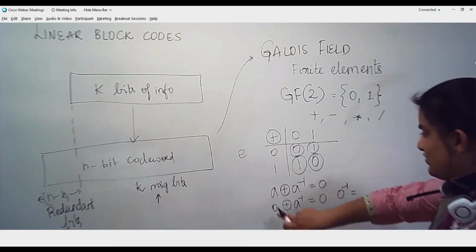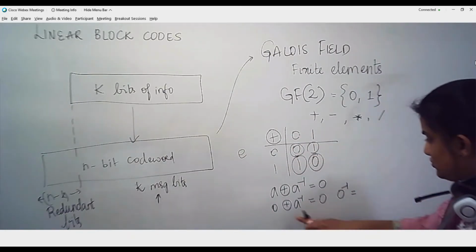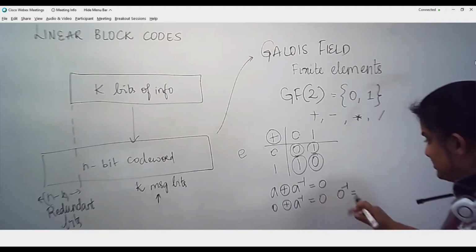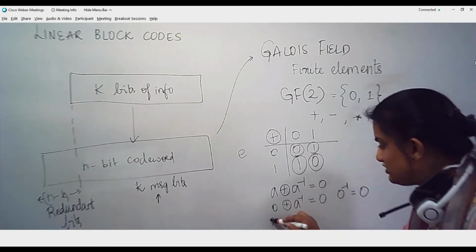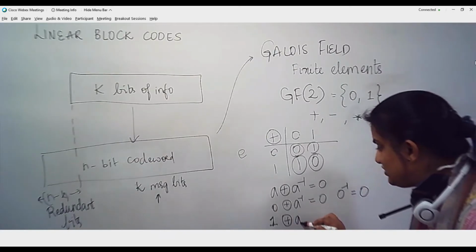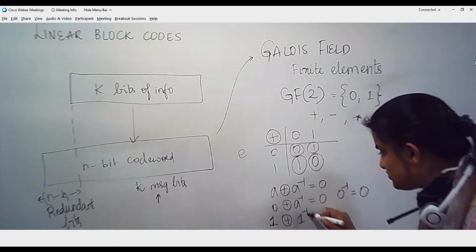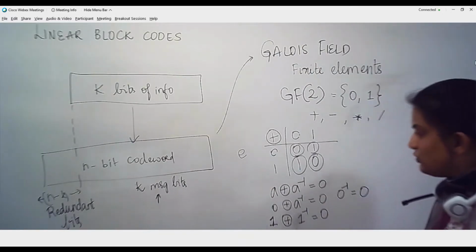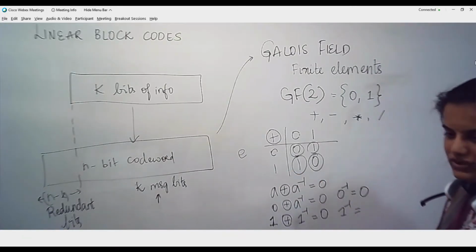If I add 0 and 1, I'll get a 1, as per this table. So 0 plus 0 only, then I'll get a 0. That means the inverse of the element 0 is 0. Now coming to the element 1. If I add 1 with the inverse of 1, let me write this as inverse of 1, I should end up with a 0. So what is the inverse of 1?